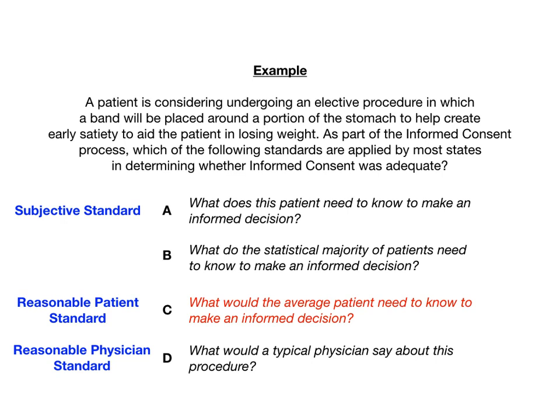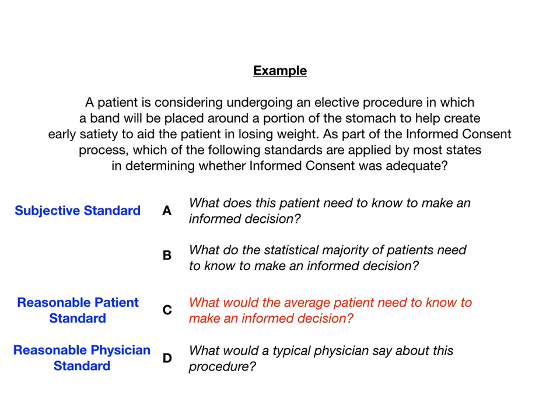C, which is the correct answer, is known as the reasonable patient standard. So most states are using the reasonable patient standard, which is what the average patient would need to know. Not the really intelligent patient or the mentally disturbed patient, but the average patient. That's called the reasonable patient standard, and you should definitely be familiar with that term.